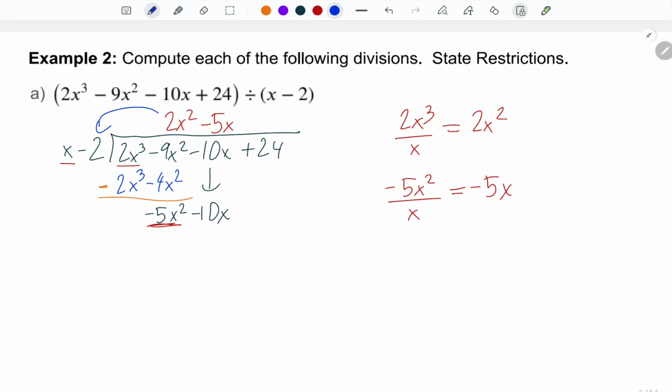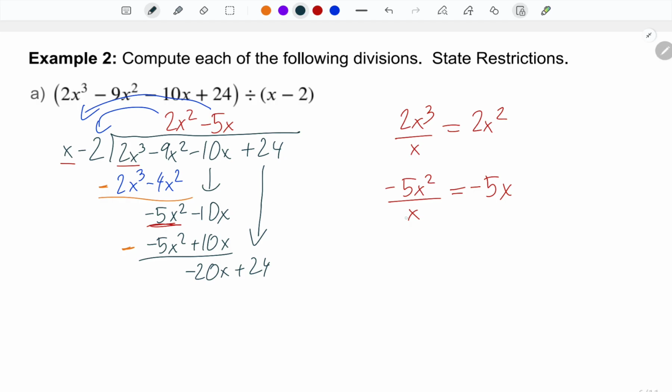Okay, multiply that back through. What is minus 5x times x minus 2? Well, negative 5x squared. Again, that's matching. It always will. And then negative 5 times negative 2 is 10x. And we can subtract. And if we subtract, first part cancels. Negative 10 minus 10 is negative 20x. Bring down the 24.